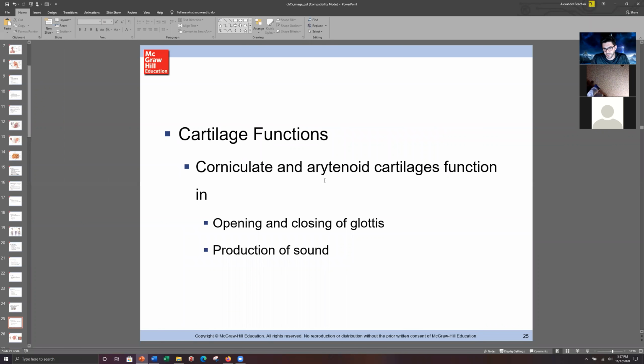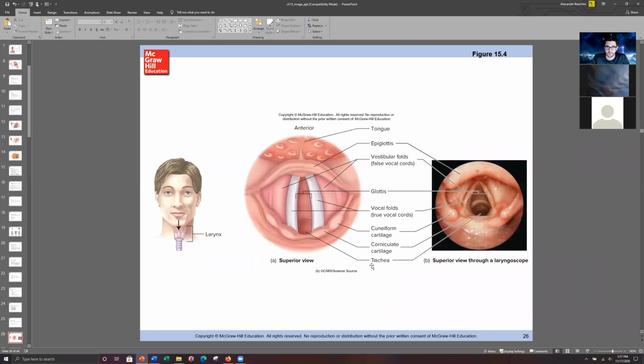So cartilage functions, corniculate and arytenoid cartilages function in opening and closing of the glottis and production of sound due to their connections to those true and false vocal cords, right? So we've got a good internal view of those. So we can see our corniculate and cuneiform cartilages right here, which again have their connections with true vocal folds right here. And then we have our false vocal folds just here. Right? So we've got a nice view of that inside somebody's throat through a laryngoscope. Kind of neat.